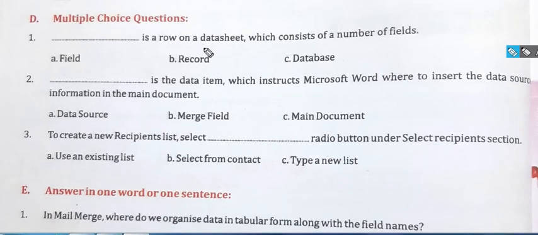So dash is a row on a data sheet which consists of a number of fields. We know, right? This is a record. What happens? There is a row on a data sheet which contains a number of fields, right? In a table, suppose you have seen a number of columns and a number of rows. Columns are fields, right? And those are records.